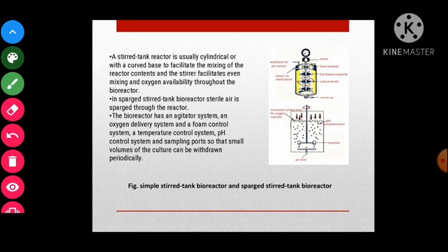Right? So bioreactor is what? It is the very important tool which gives the products in a very large amount. Right?